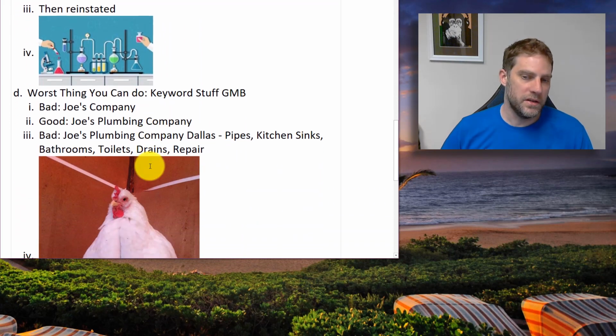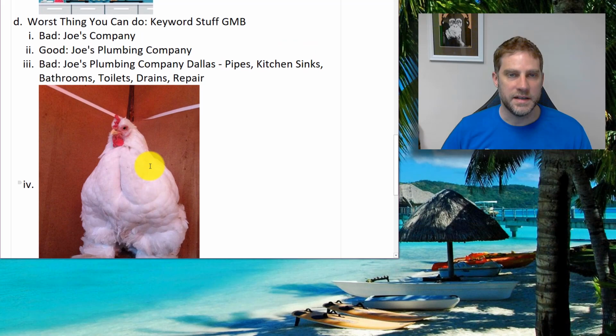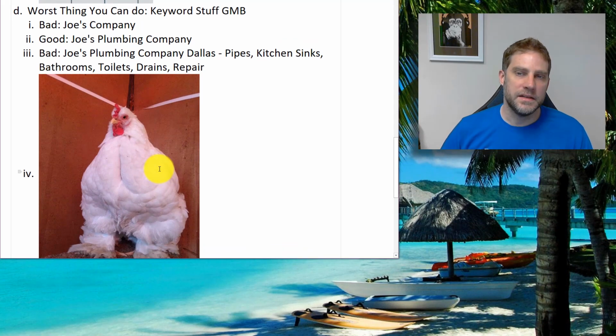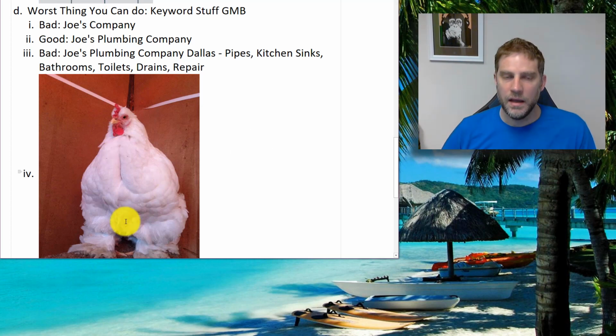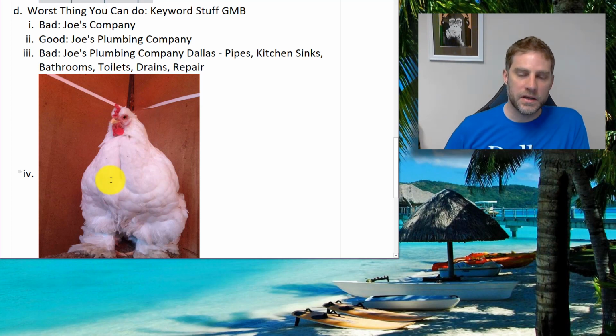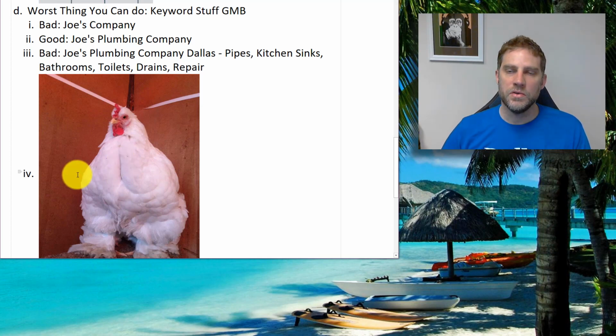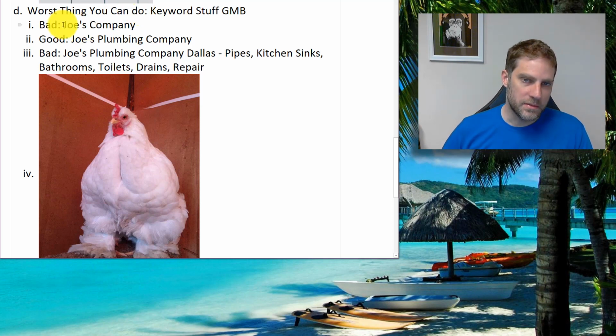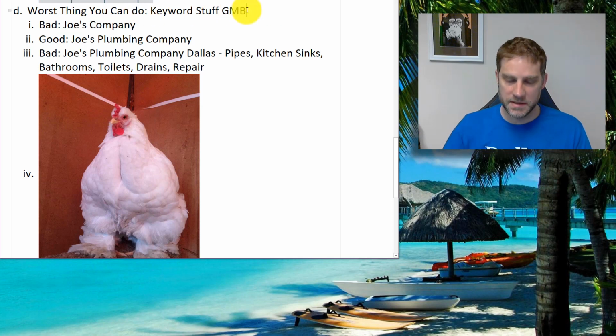So here's the worst thing that you can do. This is the easiest way to get things suspended, and it is to keyword stuff your Google My Business page. I have a handy picture down here of a way too fat chicken. This is actually a really good analogy, because you don't want to be too skinny, but you also don't want to be too fat. So let's say you've got a guy who's running a plumbing company, and his name's Joe. Now the keyword stuffing is in the business name.